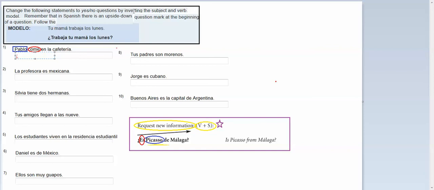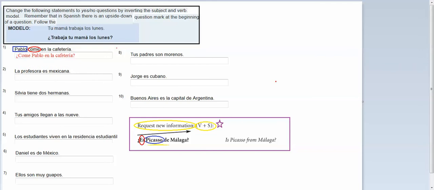And since I am requesting new information, I want to flip-flop the order of my verb and my subject. I want my verb to come first. So I'm going to say, ¿Come Pablo en la cafetería? And then I end it with a right side up question mark. It doesn't really matter where Pablo goes, just as long as it's after the verb. So you could say, ¿come Pablo en la cafetería? or ¿come en la cafetería Pablo? Both of those would be okay.